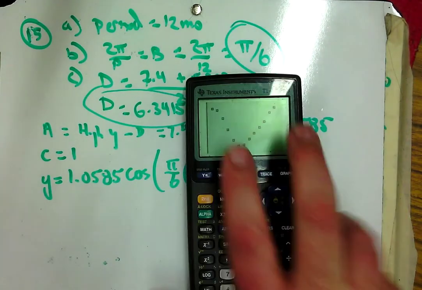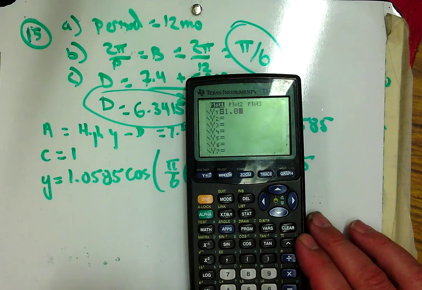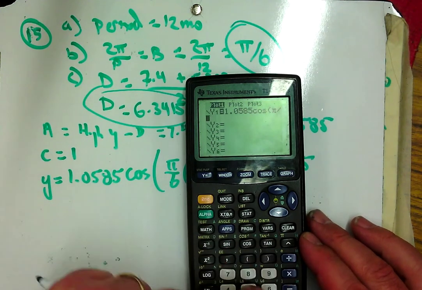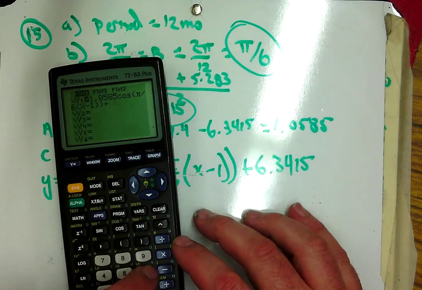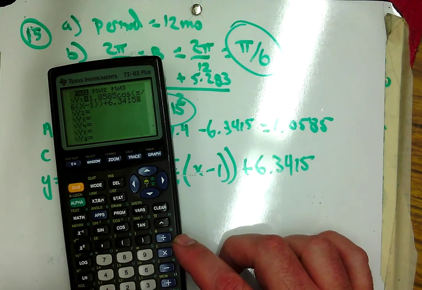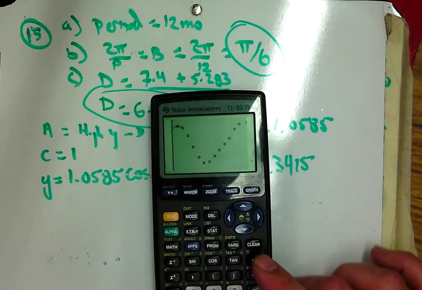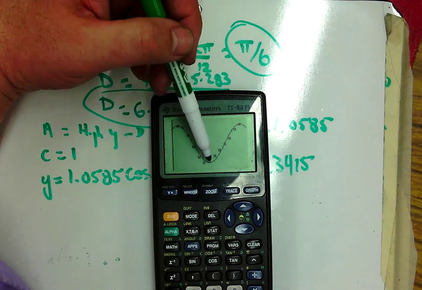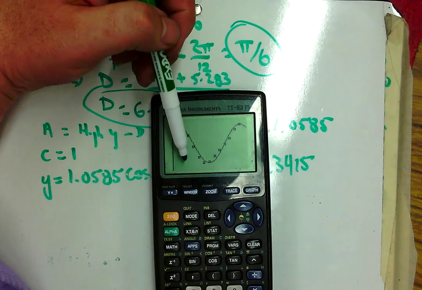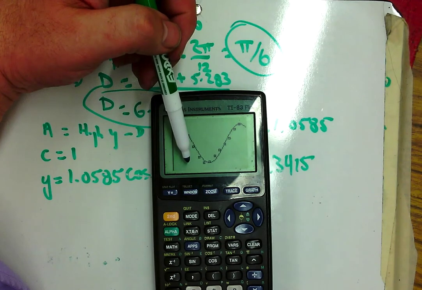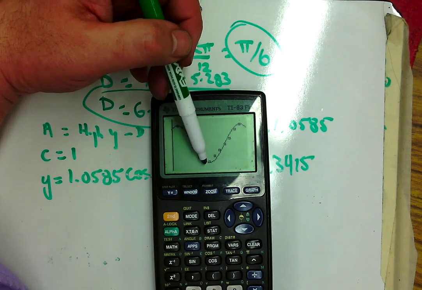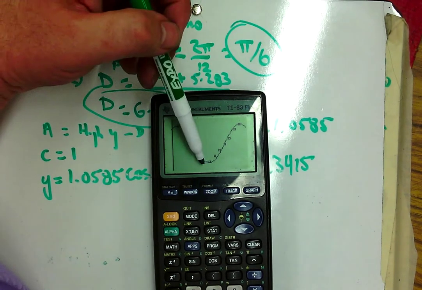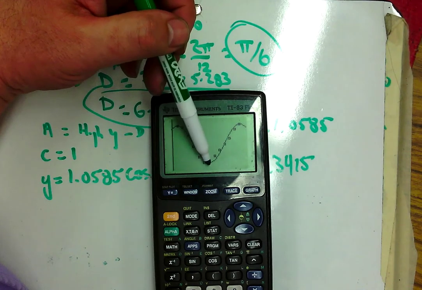So I'm going to type this in and see how well it fits. 1.0585 cosine pi divided by 6 x minus 1 plus 6.3415. And graph. Oh. Kind of looks like no tweaking necessary. Look, we hit the highs. We hit that low. I thought that was the low. No, 5.283 is the low. But the low doesn't happen exactly halfway across. That's why it's there. But we do get down to that low value.